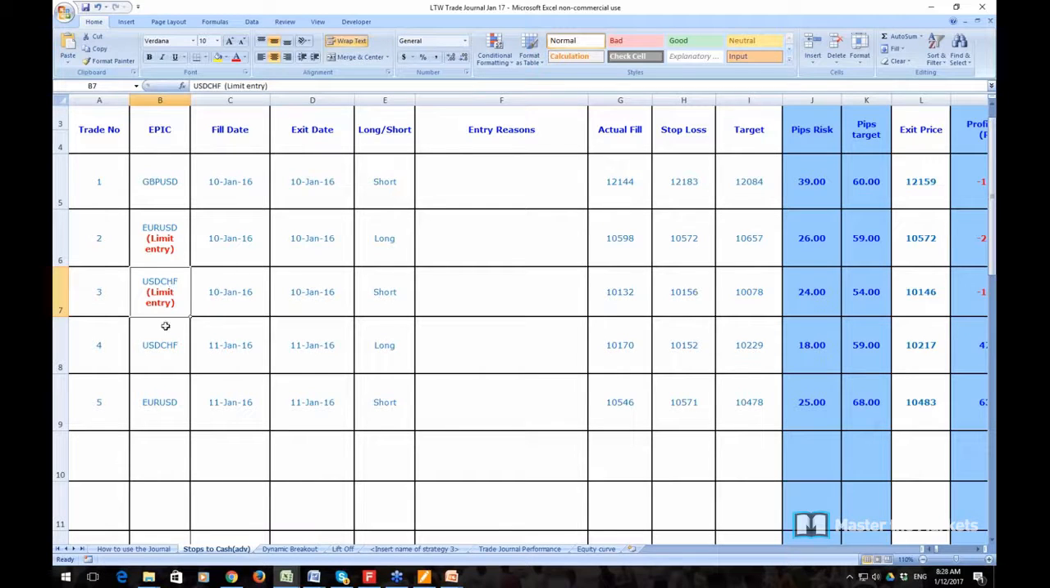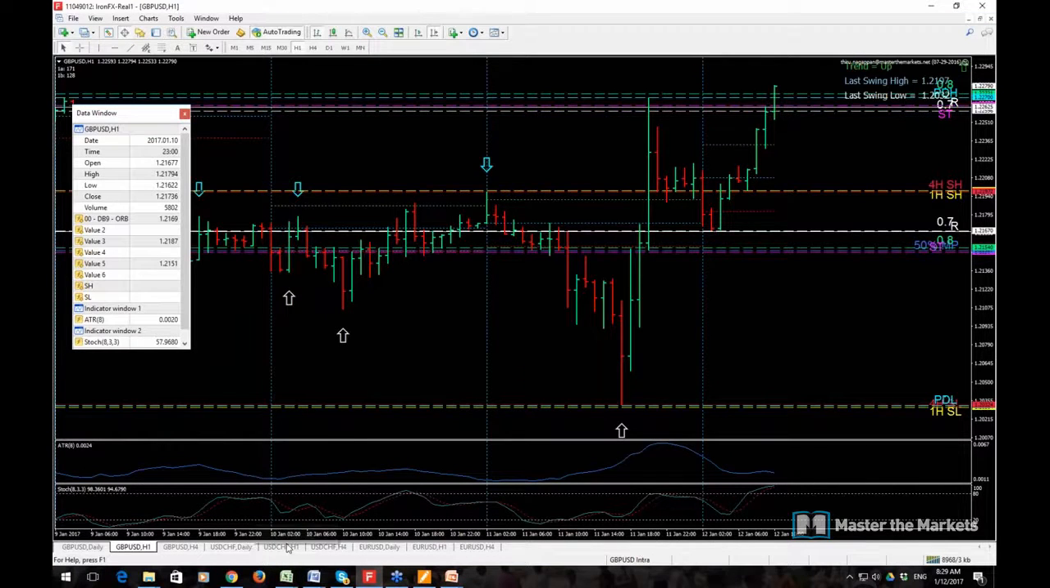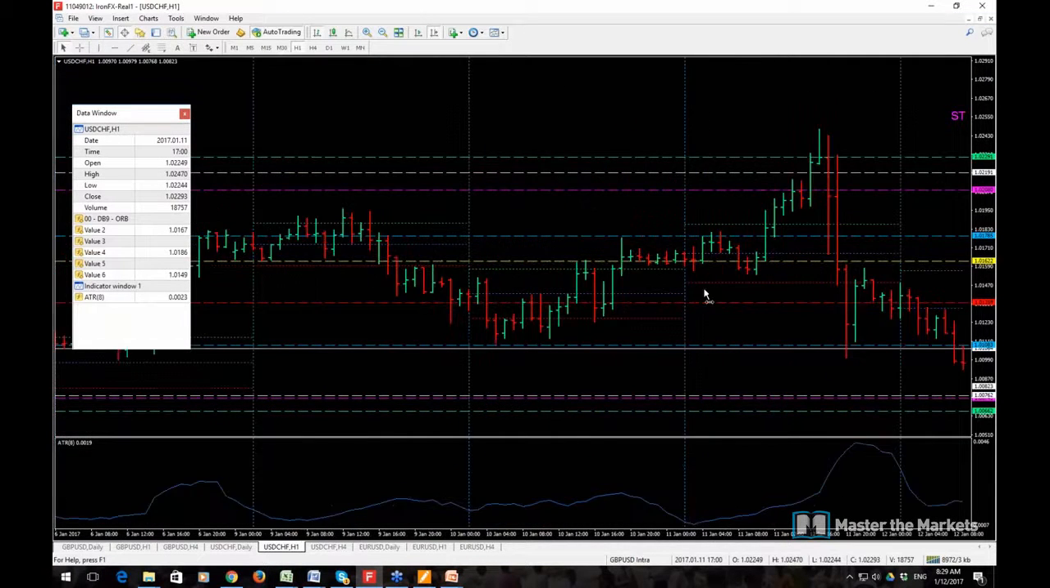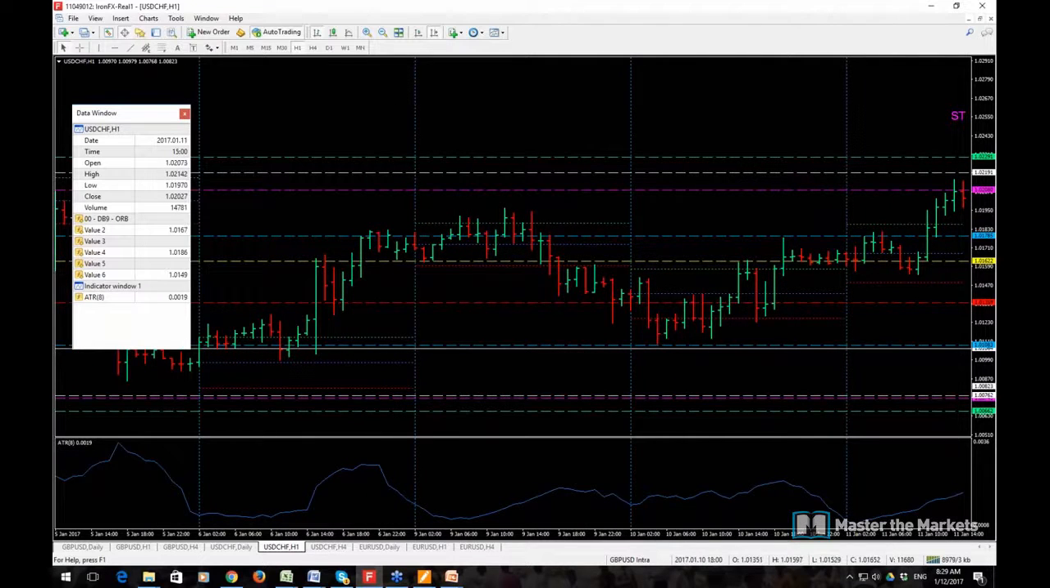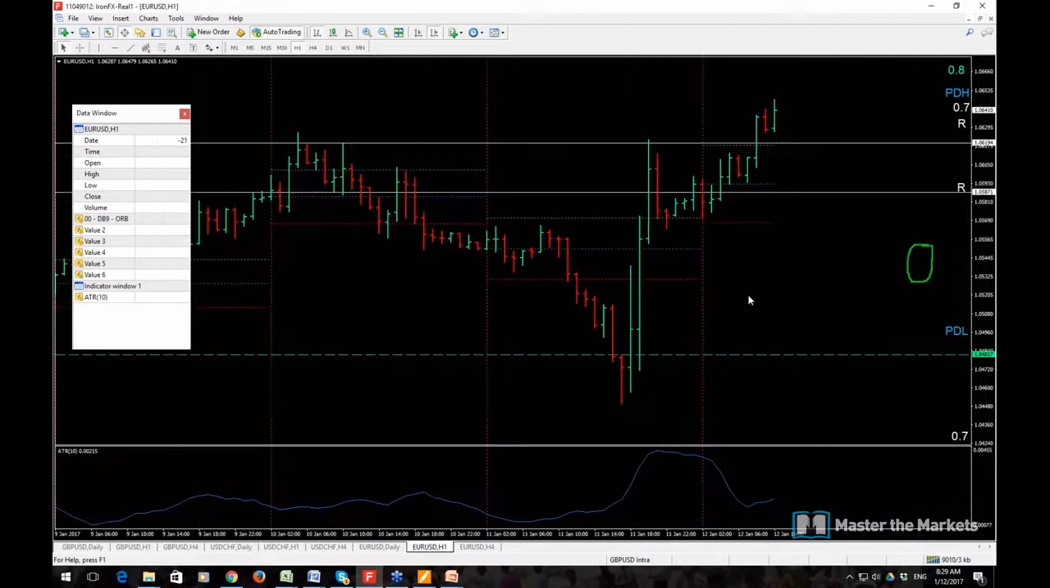However, the 2 other trades for dollar Swiss and euro dollar did fit the criteria, and we did place them at 10170 and 10546. If you were to look back at the charts in terms of dollar Swiss and euro dollar, we did enter at the bottom part of the cycle as much as we could, literally almost the bottom. We entered around this bar here, right? That's what we did. And for euro dollar, pretty much similar as well.